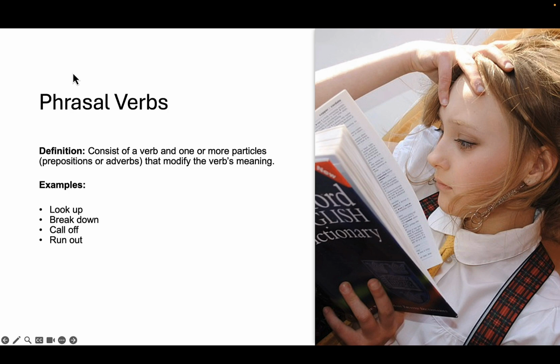Okay, now we get into phrasal verbs. Phrasal verbs consist of a verb and one or more particles, which can be a preposition or an adverb that modify the verb's meaning. Examples include look up, break down, call off, or run out.